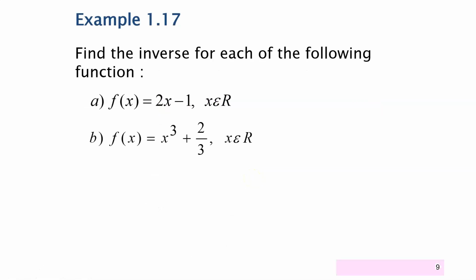Okay, example 17. Find the inverse for each of the following functions. For a, f(x) equals 2x minus 1, for x an element of real numbers. And this is for b. Let's solve it one by one.